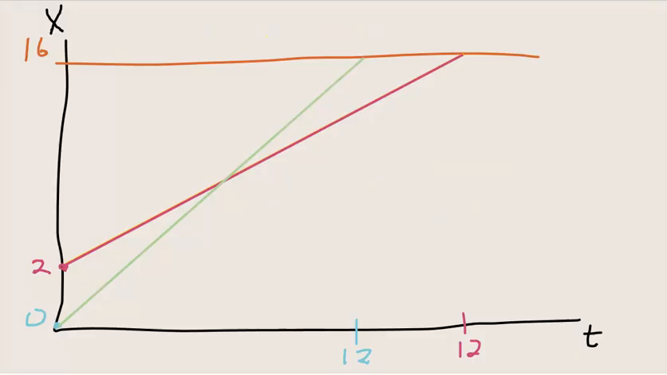Okay. So first of all, the finish line is at 16. So this is the position function for the finish line, which is kind of interesting. Boring. It's flat. Every time you look at the finish line, it's in the same place. So that's what that looks like, right? Not very interesting, but helpful.